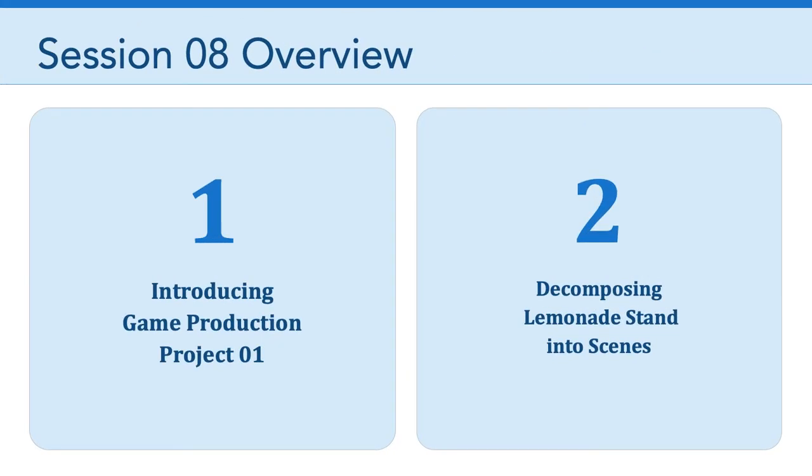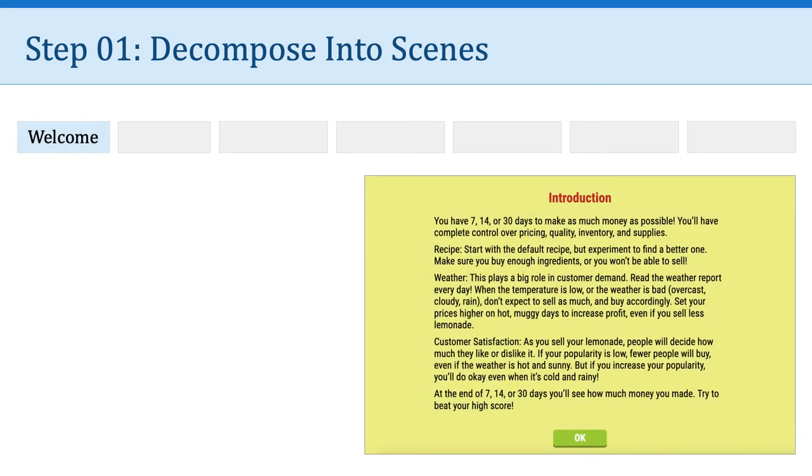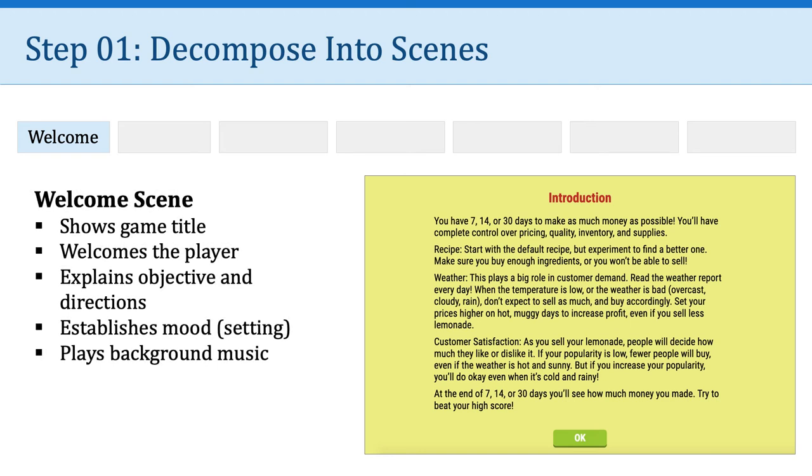In the last couple of minutes, what I want to do is simply talk about how I would approach breaking down and programming a lemonade stand. First off, in step one, I would decompose the lemonade stand example that we watched. I would break it into scenes. And so I would focus first on the welcome scene, which would show a game title. And this would probably come after some sort of title screen. But the welcome screen gives you the introduction. It welcomes the player. It explains the objective and directions, establishes a mood or a setting, and plays some background music.